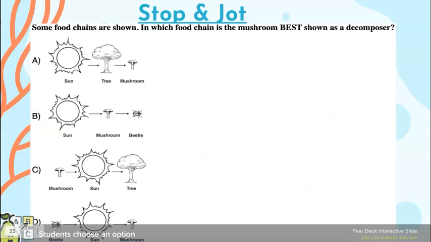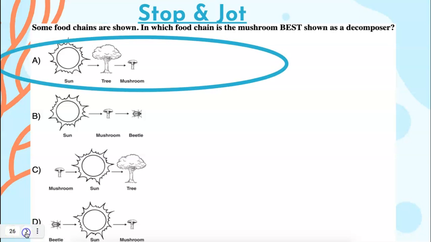Okay, let's look at a question now to review. Some food chains are shown. In which food chain is the mushroom best shown as a decomposer? Take a moment to reflect and jot down your answer. Okay, good. So if you said choice A, you would be correct. So energy from the sun is going to the tree, and then after that, that energy is being decomposed by the mushroom.